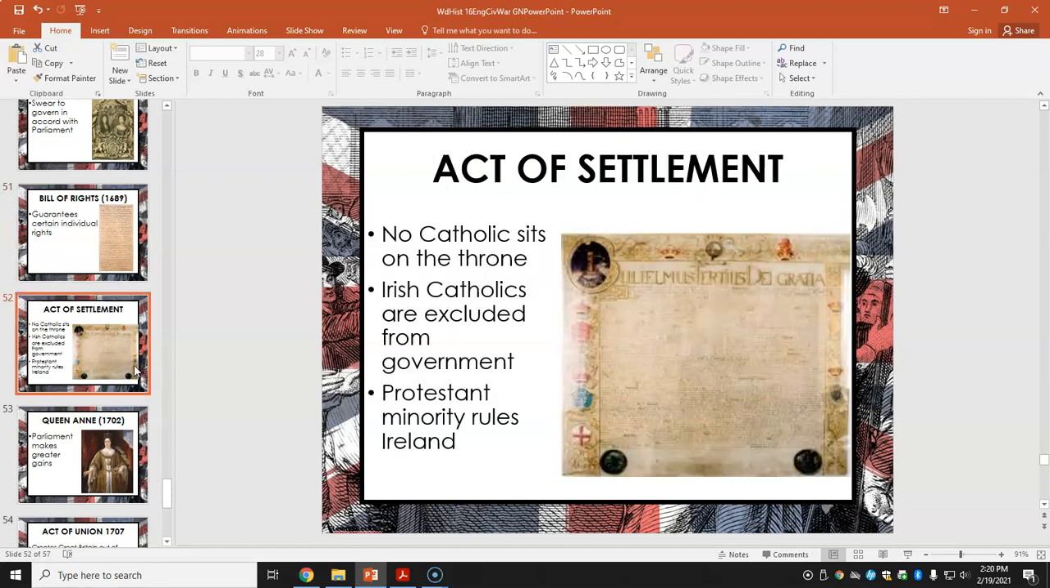We have the Act of Settlement. No Catholic sits on the throne, because they really don't like Catholics, okay? They wanted Protestants. So Irish Catholics are actually excluded from government altogether. And then a Protestant minority rules Ireland.